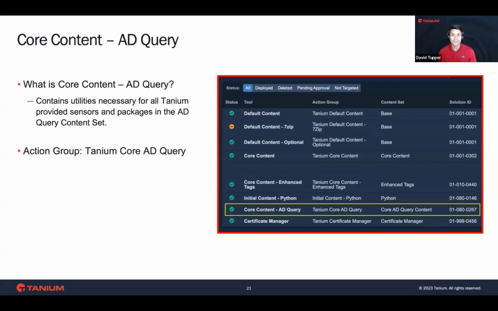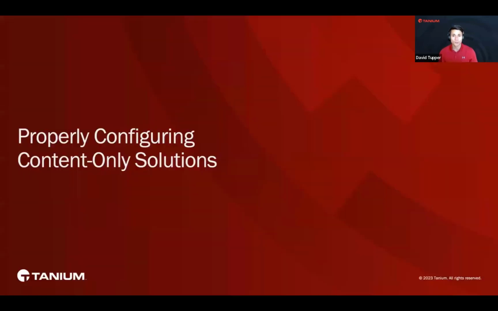Core content AD query is one that's definitely really close to my heart, given how much I've worked with it in the past, but it's going to be everything in the AD query content set. And this is going to give you a lot of ability to query your environment for various AD and local details on your Windows and domain joined Mac endpoints, but we'll get more into that soon. So with that, that's kind of a snapshot view of what these content-only solutions do. Let's look at how to properly configure them.